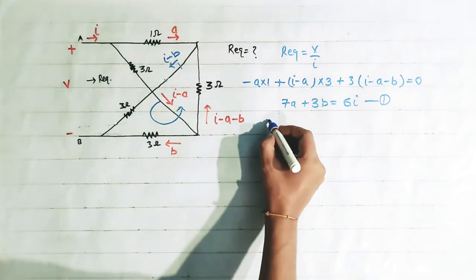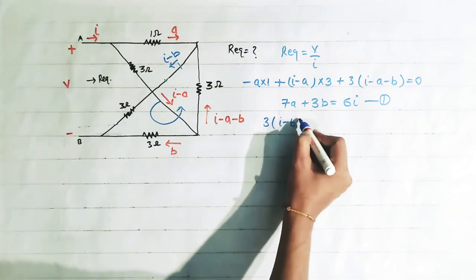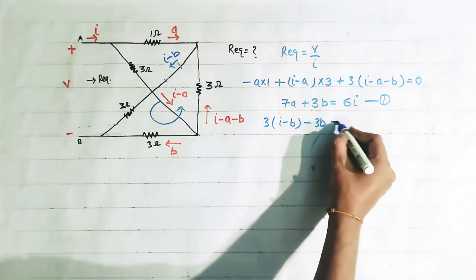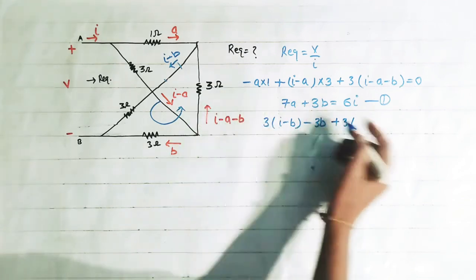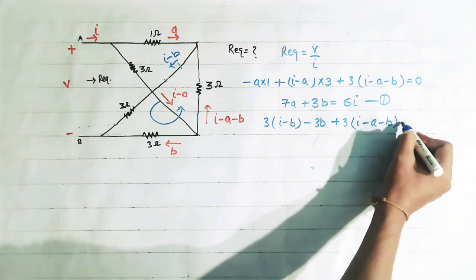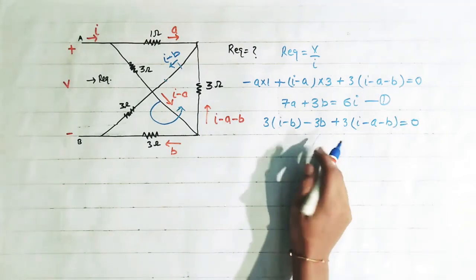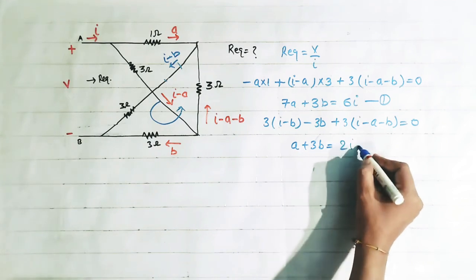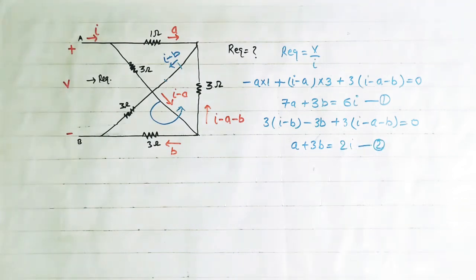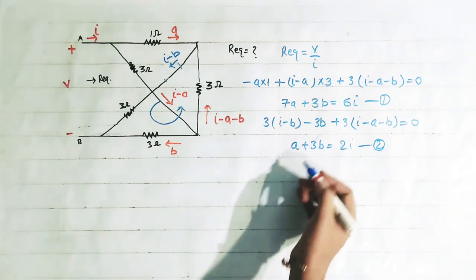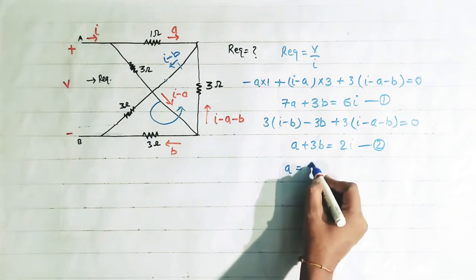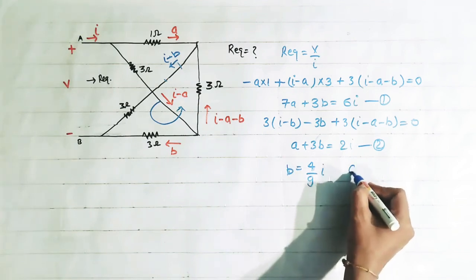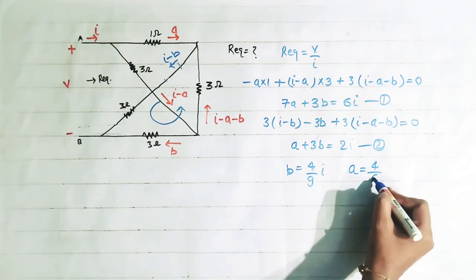So 3 into I minus B, minus 3B, plus 3 into I minus A minus B. On solving this we get A plus 3B equals 2I. So this is our second equation. When you solve these two equations, we get B equals 4 by 9 I and A equals 4 by 6 I.